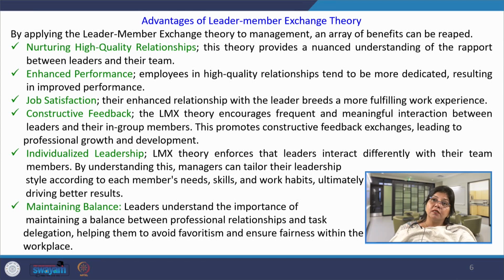The performance is also enhanced because they get more access to the resources, they have more information definitely and more freedom. So, this enhances their performances. There is more job satisfaction because the enhanced relationship with the leader breeds a more fulfilling work experience, because there is more sharing of opinions, there is more sharing of feelings, because even emotions are playing an active role in maintaining that robust relationship between the leader and the in-group members.